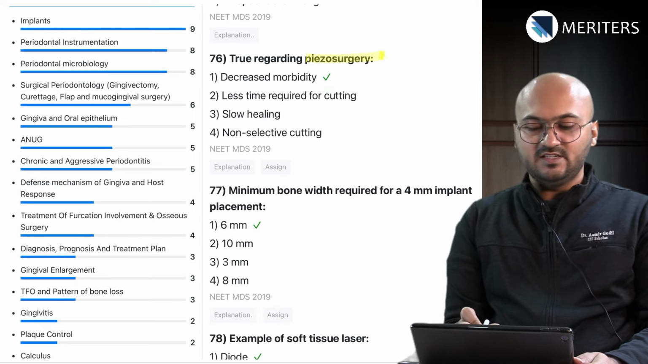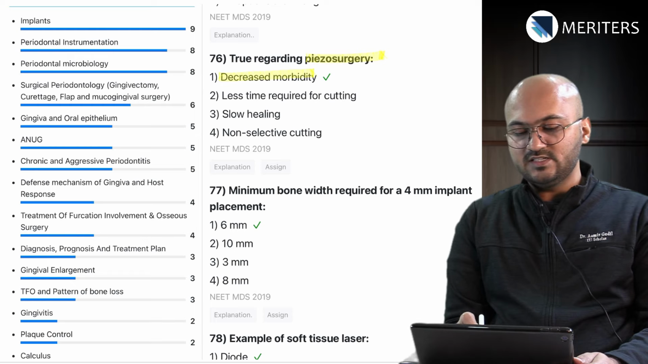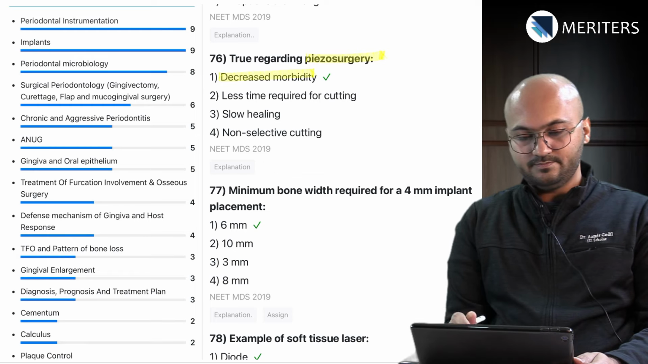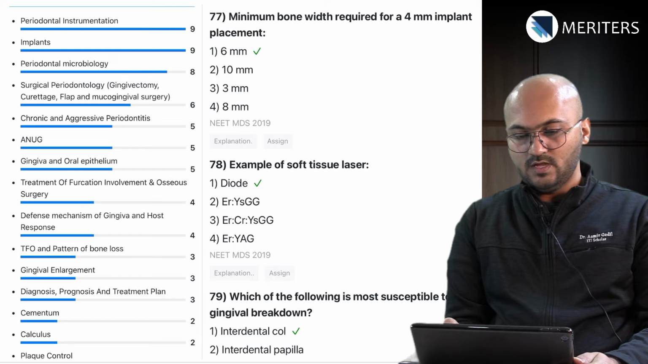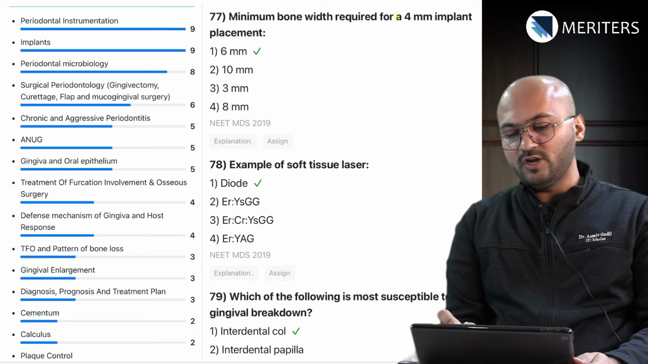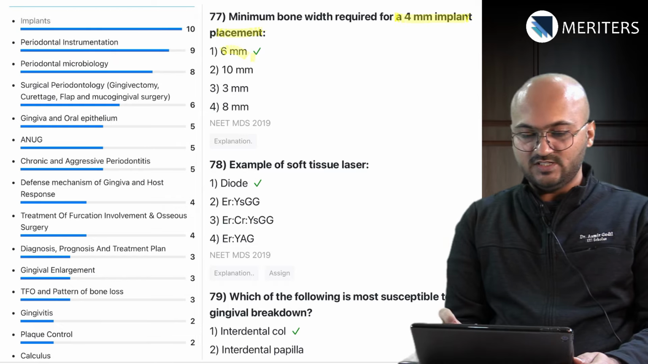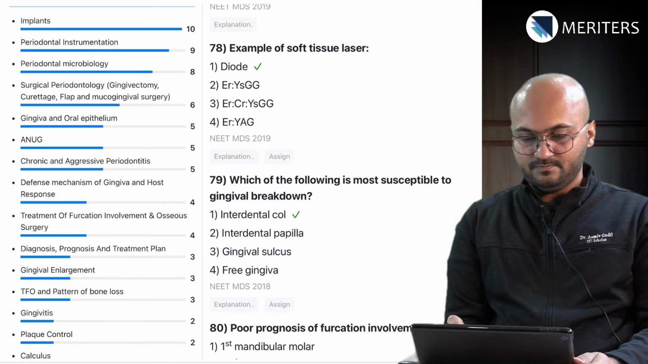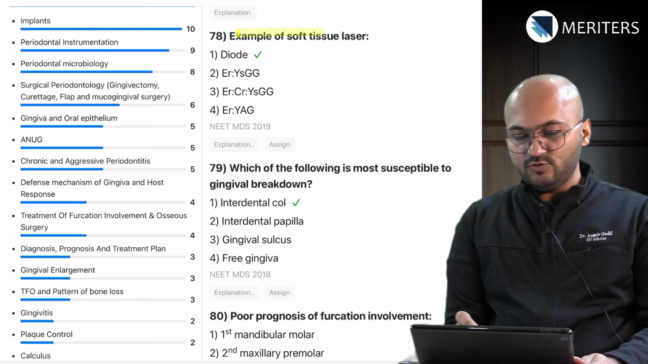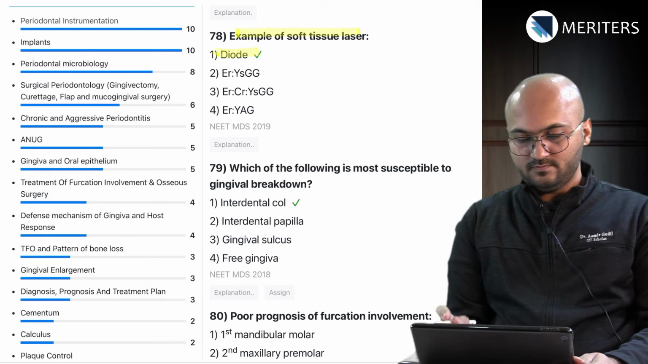Piezosurgery advantages and disadvantages. It decreases morbidity. Minimum bone width required for a 4 mm implant. This is important. 6 mm. A lot of conceptual questions can come based on this fact. Example of a soft tissue laser is diode.